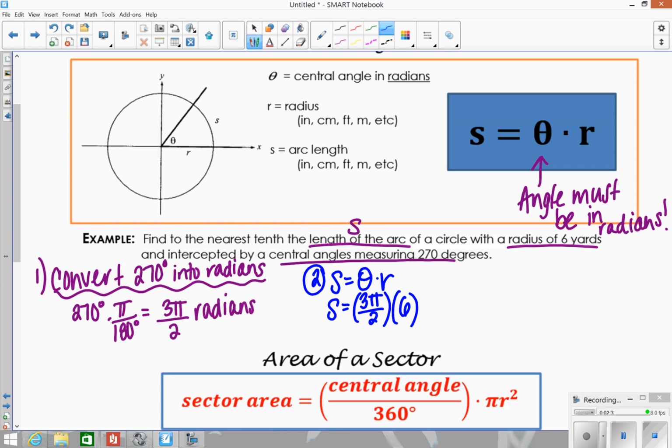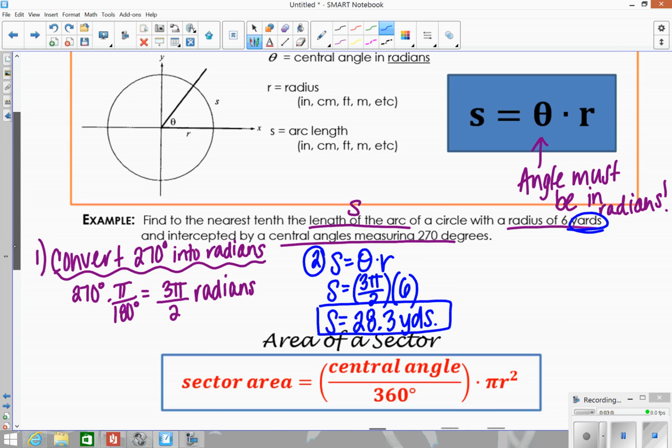Since it says to round to the nearest tenth, you're going to enter this entire thing in your calculator using pi. When you do that, you actually enter pi in the calculator, and you're going to get 28.3. And remember, the units always match whatever the radius units are. Since the radius is in yards, the arc length is also in yards. And remember, there's a difference between arc measure, which is going to be in degrees, versus the arc length. We're going to use the same units as the radius.